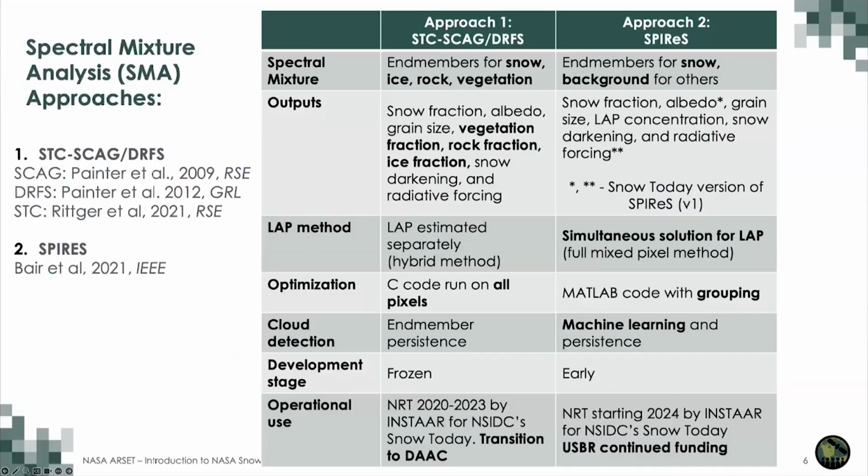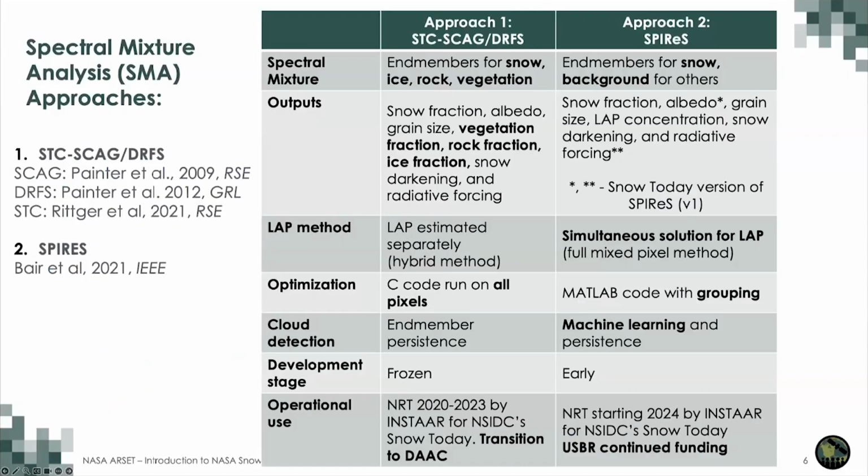While both are spectral mixture analysis methods, they differ. For example, the SCAG method uses snow, vegetation, and rock endmembers, which we saw on the last slide, while Spires uses only snow endmembers and uses a mixed background endmember, which are combinations of other surfaces like vegetation and rock. The SCAG model runs iteratively for each pixel, while Spires groups pixels to speed up the processing.